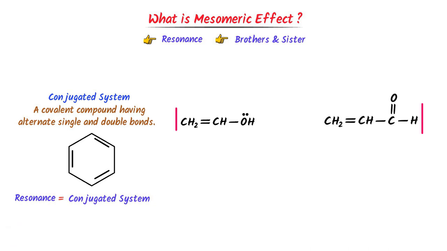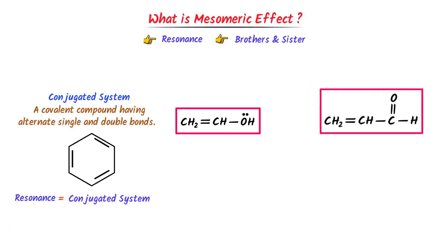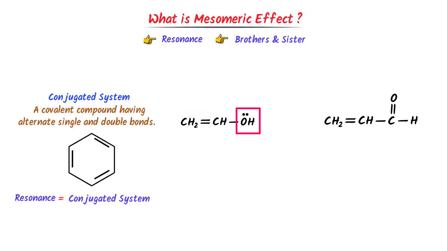We can see that these two compounds contain alternate single and double bonds, so they both are conjugated systems and resonance is possible. In the first case, the oxygen in the hydroxide has a lone pair of electrons. Hence, this lone pair of electrons is shifted to this carbon, and these pi electrons will be shifted to this carbon. Here, electrons are shifted, hence resonance occurs.